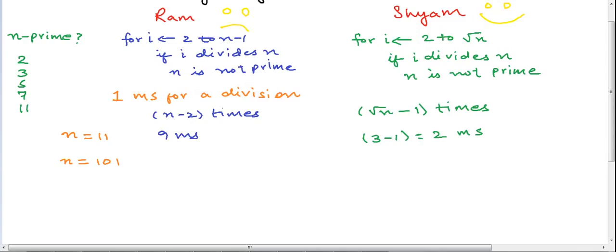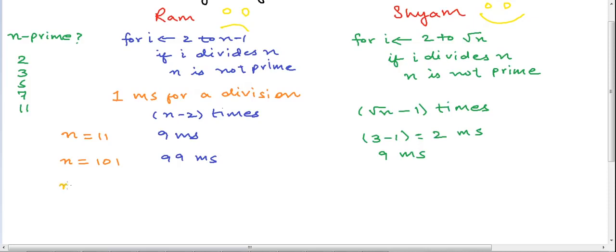Ram will take 99 milliseconds. Shyam, however, will take square root of 101 is 10 point something, so Shyam will take 10 minus 1 or 9 milliseconds. This is still less than 1 second, and Mr. Computer won't give you much of a hint of the actual runtime for such small value or duration.